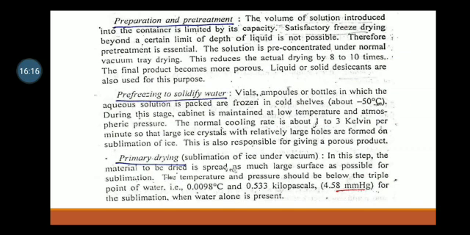Preparation and pre-treatment. The volume of solution introduced into the container is limited by its capacity. Satisfactory freeze drying beyond a certain limit of depth of liquid is not possible. Therefore, pre-treatment is essential. The solution is pre-concentrated under normal vacuum tray drying. This reduces the actual drying by 8 to 10 times. The final product becomes more porous. Liquid or solid desiccants are also used for this purpose.